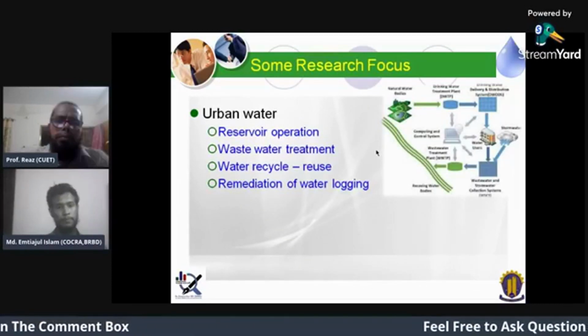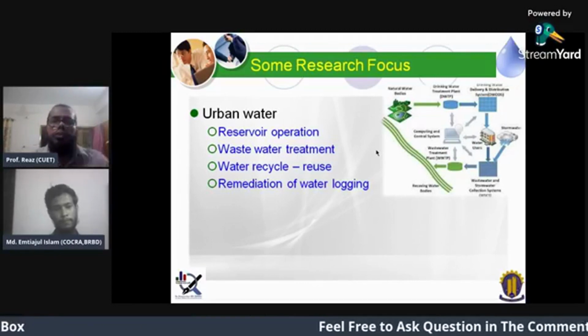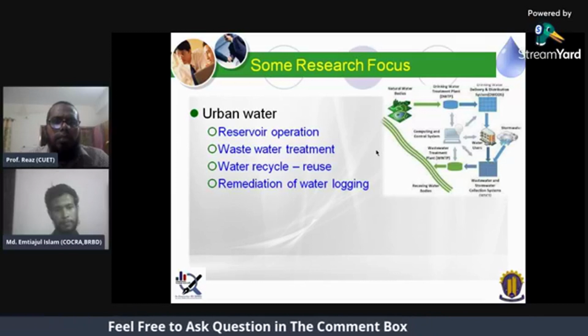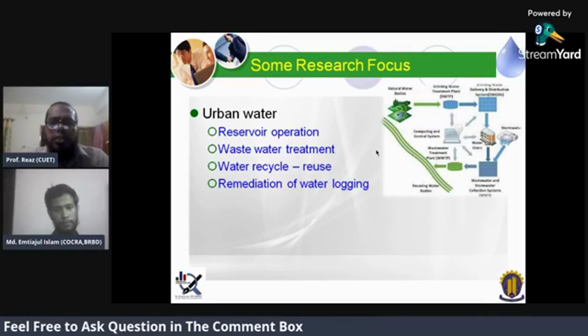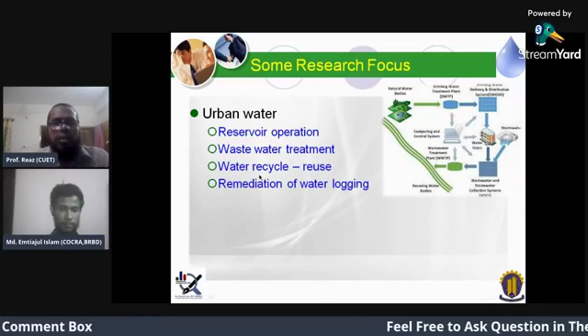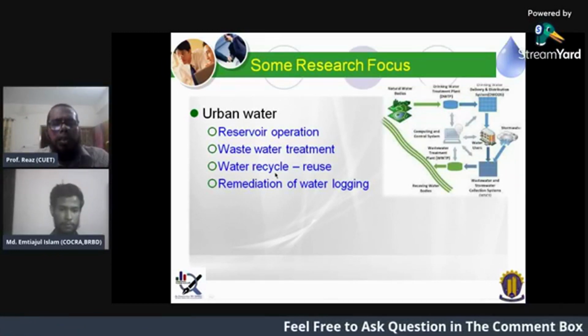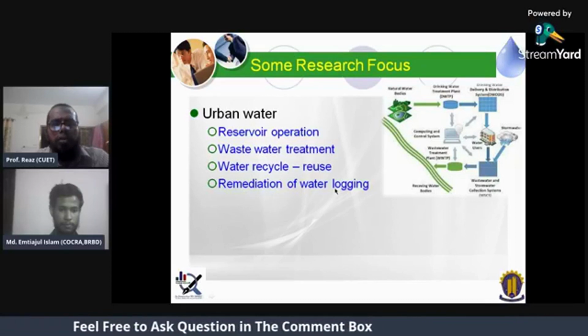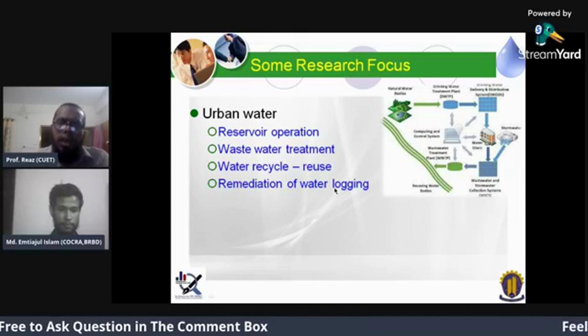I have discussed very briefly some research focus. In fact, particularly the urban water is still a big area of research nowadays. Wastewater treatment, water recycle, reuse is a very important aspect of urban water. Then remediation of water logging is nowadays very important. So urban hydrology.